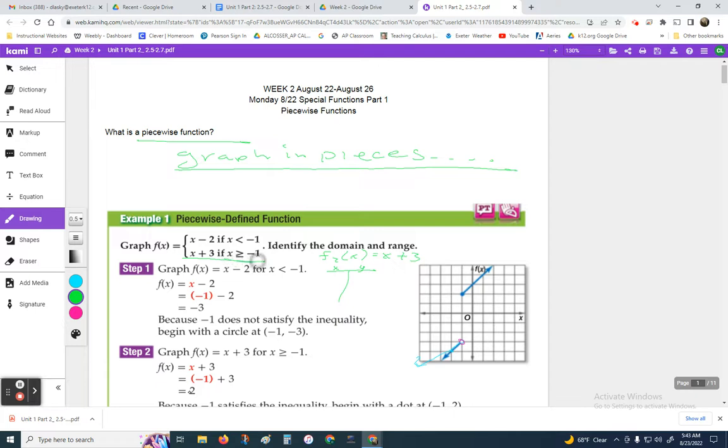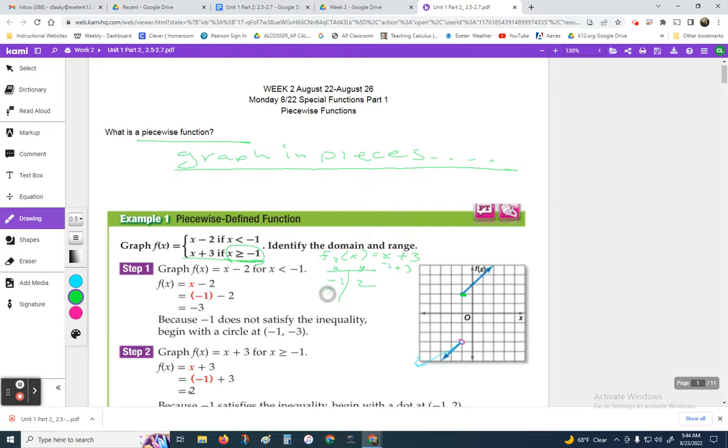My first number I can put in is -1. I put in -1 plus 3, I get out 2. That's this one. It's a solid dot because of that greater than or equal to. Now this tells me I go all the way to the right. So then that means I have to pick a number to the right of -1. You know what? I could pick 0, but let's pick 2 instead. So I'm going to go all the way over to 2.